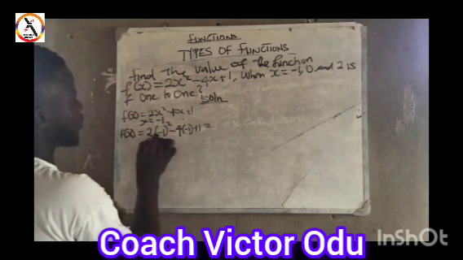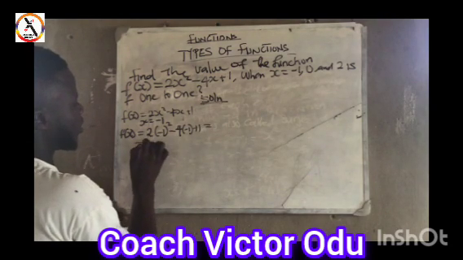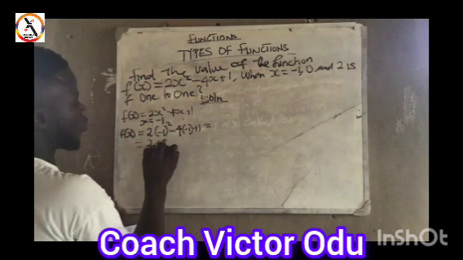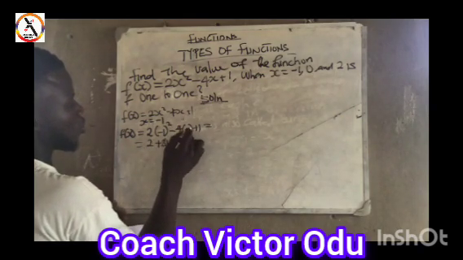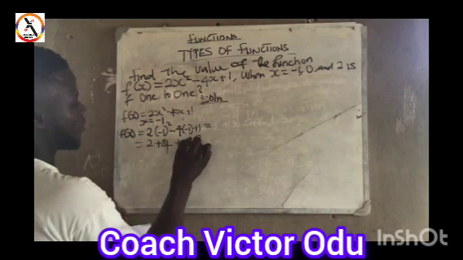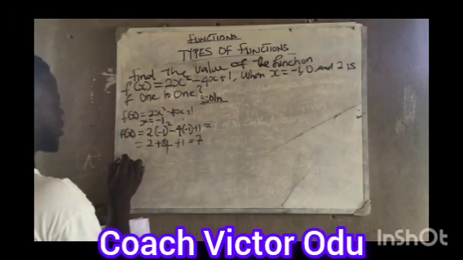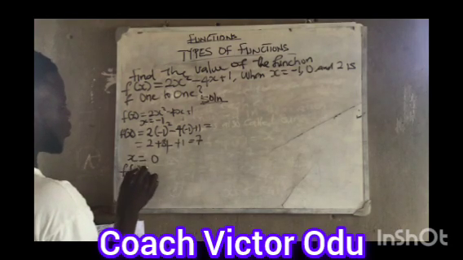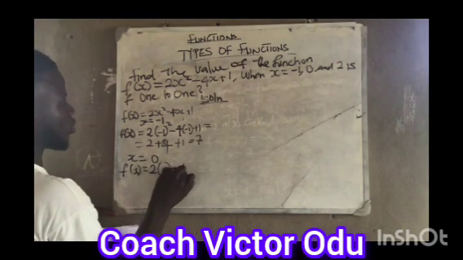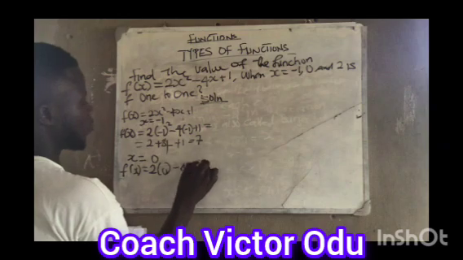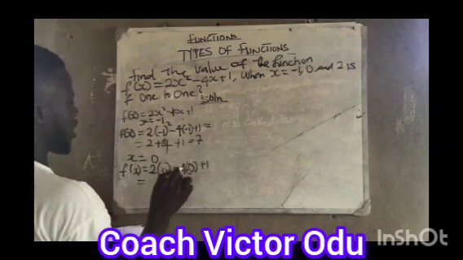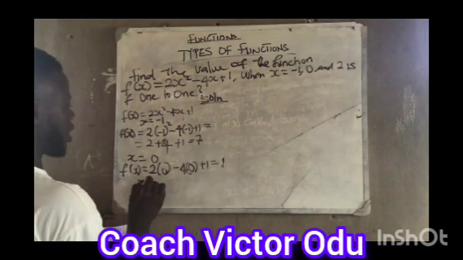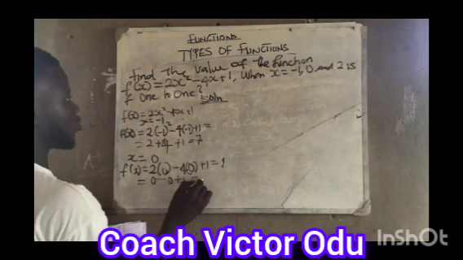And if you play with this very well, we're going to be having here 2 plus 5, because minus and minus will give us plus. So 4. 4 times 1 is 4, and then plus 1, and then you're going to be having 7. So the second one, when x is equal to 0, f of x will be equal to 2 into 0 minus 4 into 0 plus 1. And we are going to be having is equal to 1. So here is 0 minus 0 plus 1 is equal to 1.